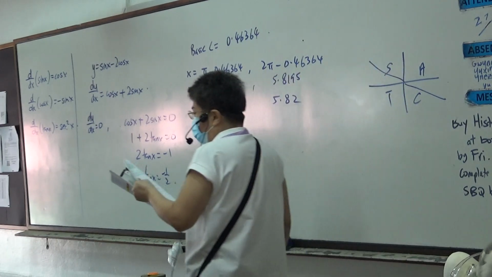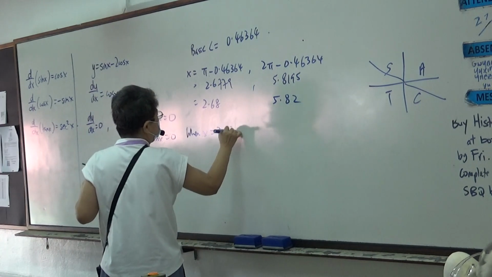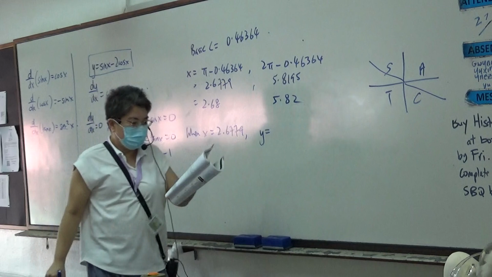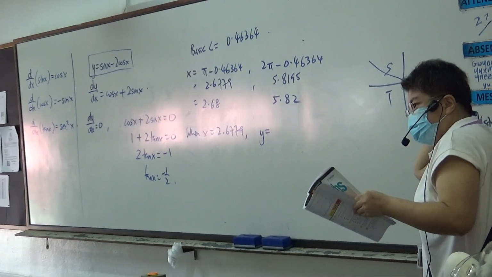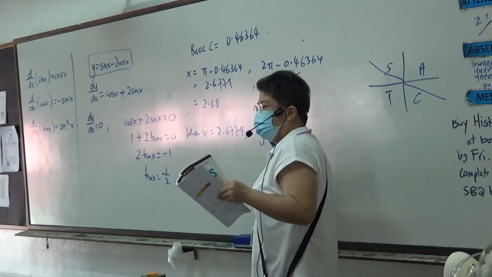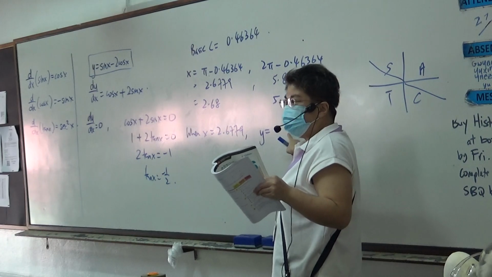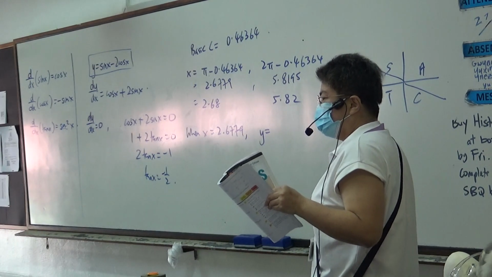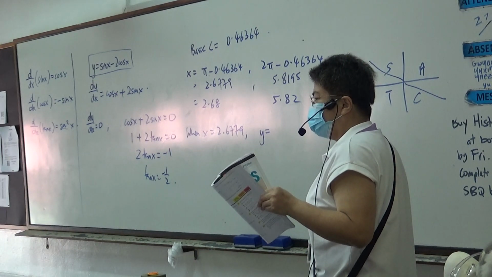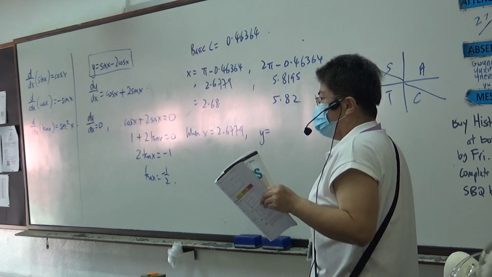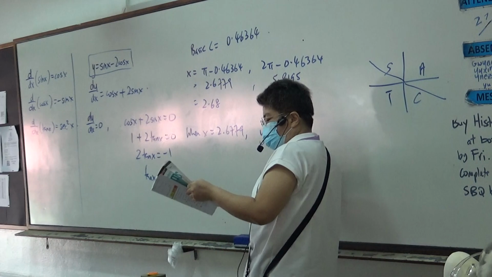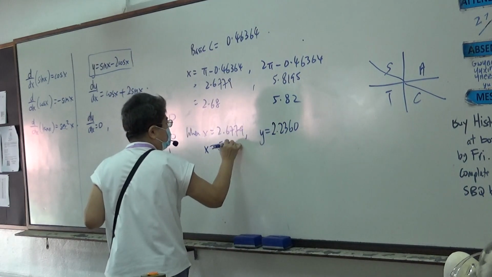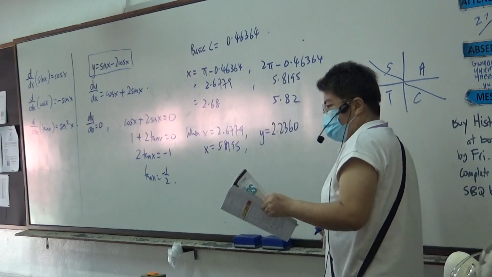But the question says to find the coordinates. So, when x is 2.6779, y will be, you got to plug into this. Can you plug into this and tell me what is this answer? All of you plug into the calculator, with radians. So what should it be? 2.2360. How about when x is 5.8195? What is my y?